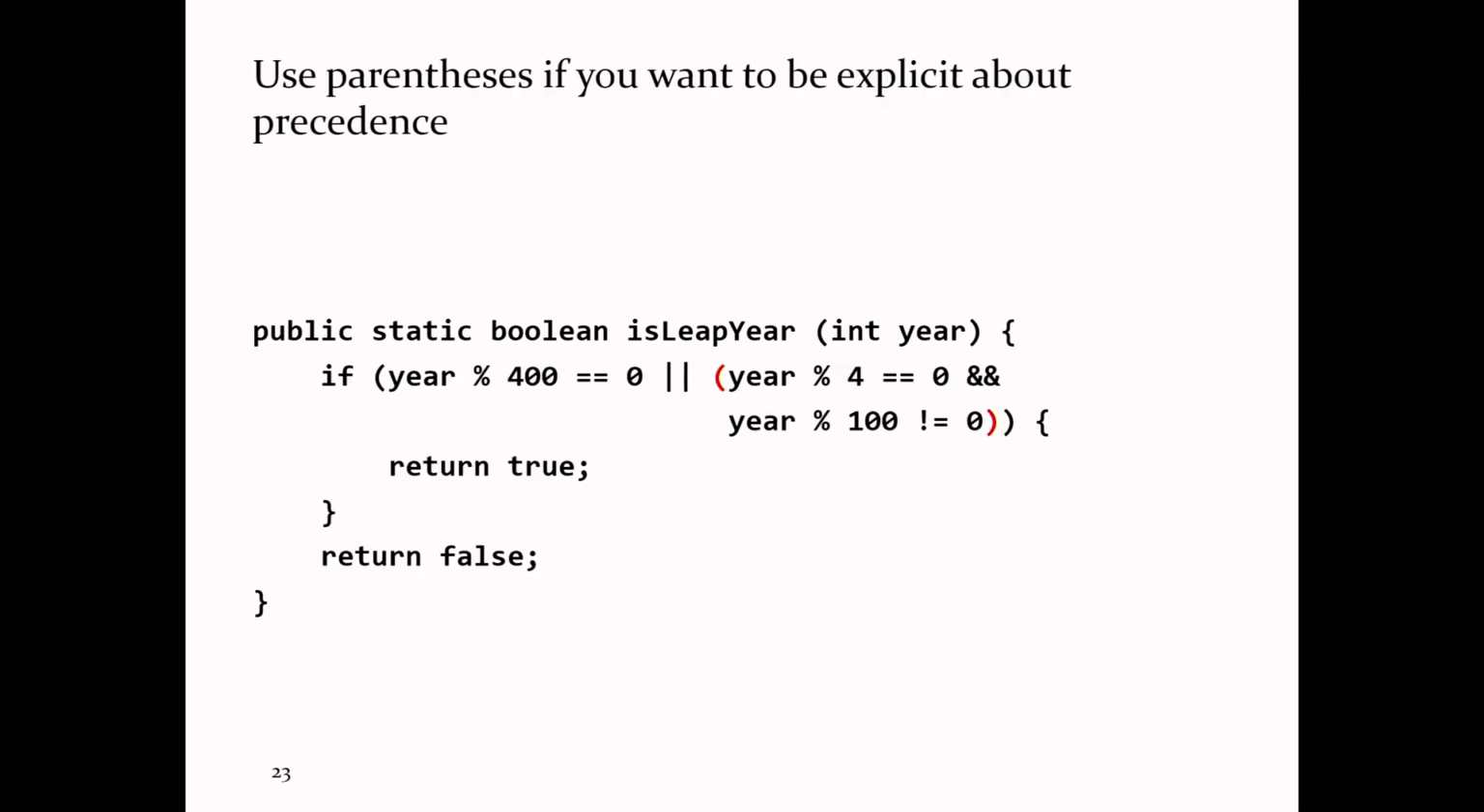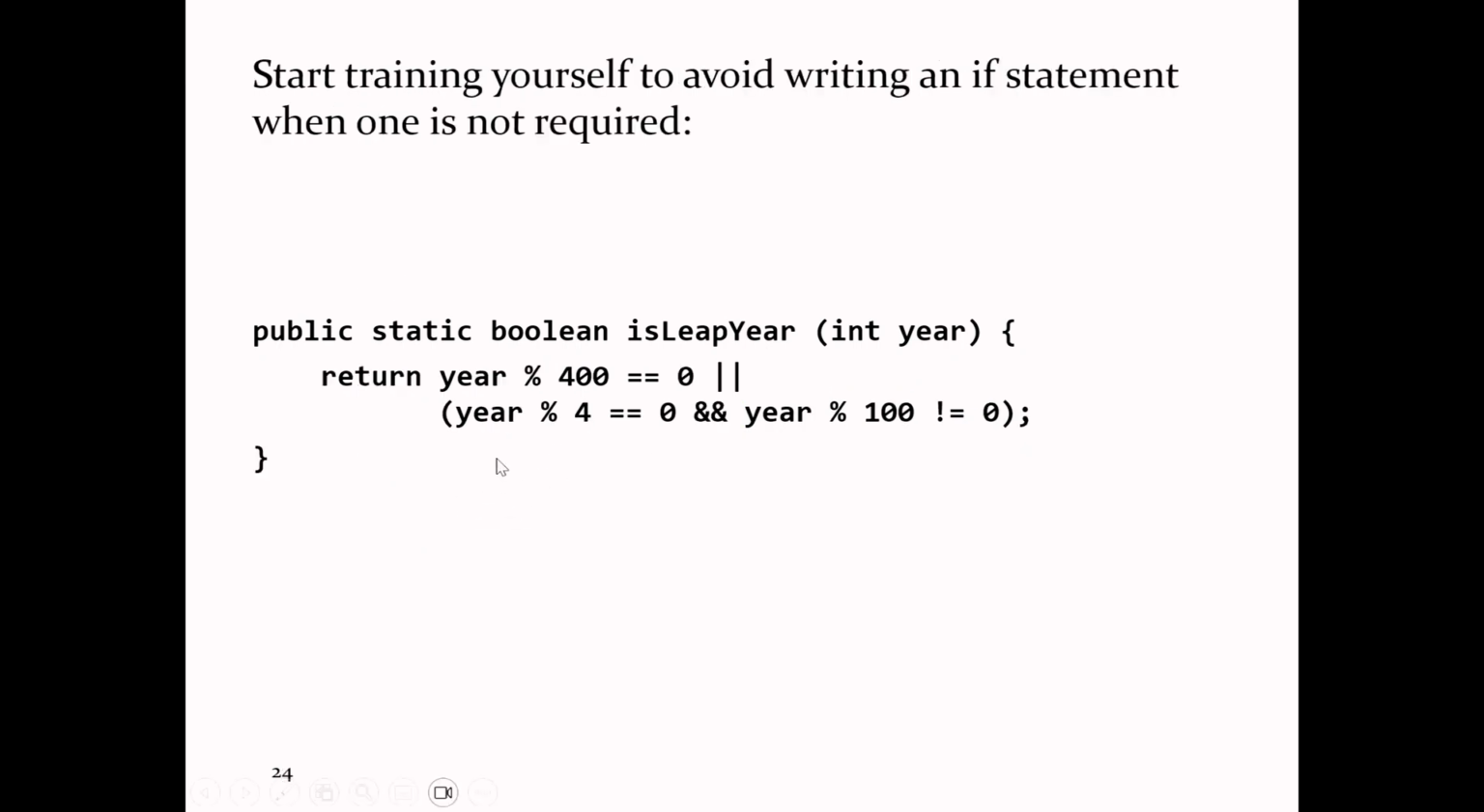The result of this expression here is just true or false. So you don't actually need an if statement here. If this is all true, I want to return true. If it's false, I want to return false. So you can just return the result of the logical expression. It's either true or false, and that happens to be the value that you want.